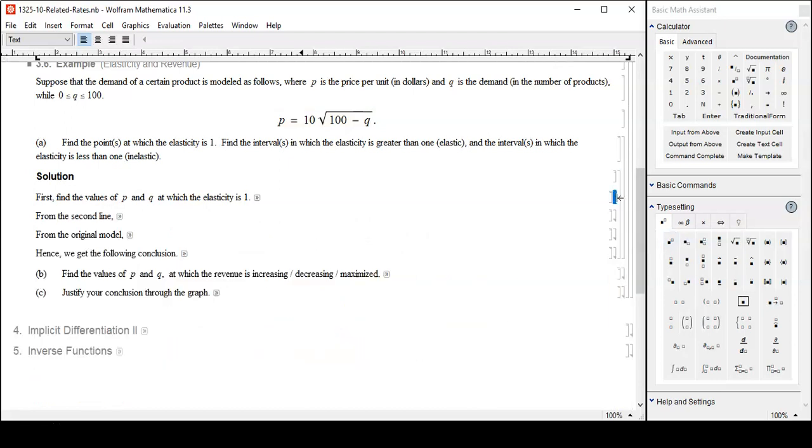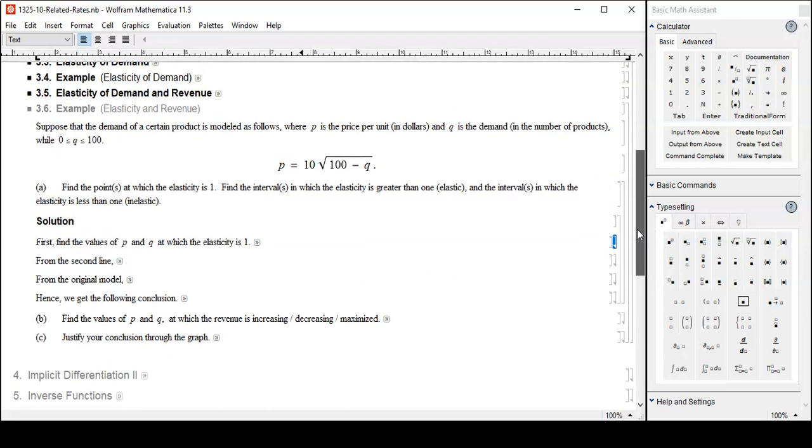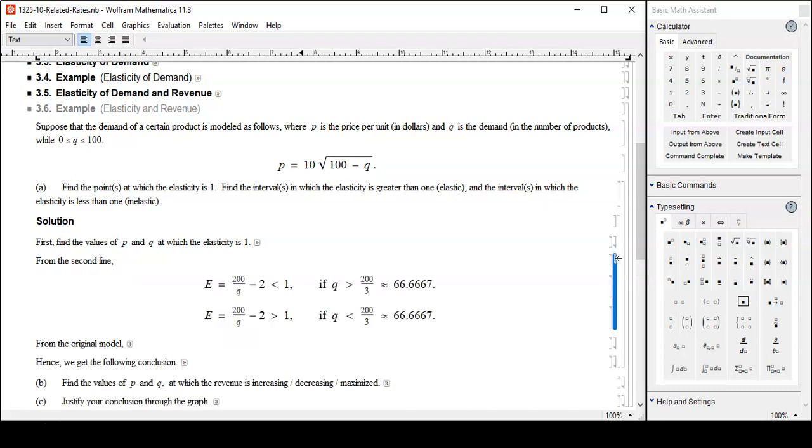Okay, now find the intervals in which the elasticity is greater than 1, elastic, or the intervals in which the elasticity is less than 1, inelastic. Well, we can do this analytically, or we just found out when E is equal to 1, so we can simply find out by plugging in some values around and then see whether E is greater or less than 1 around those. That's going to be a bit easier, but here I did it the hard way. E is like this, and that's less than 1, so you can solve it algebraically.